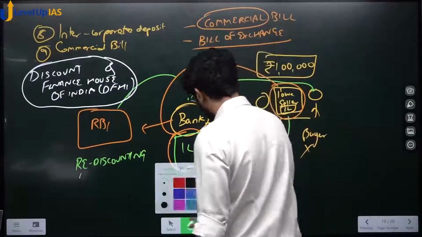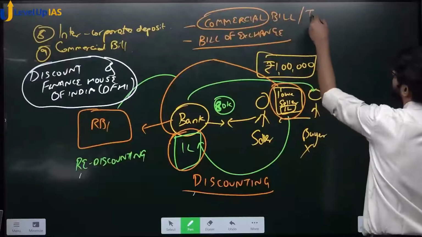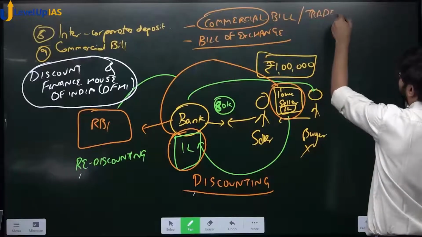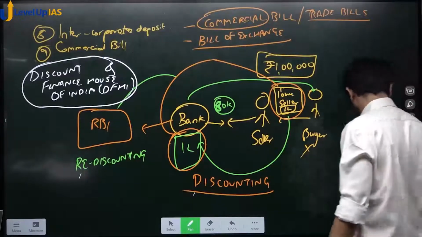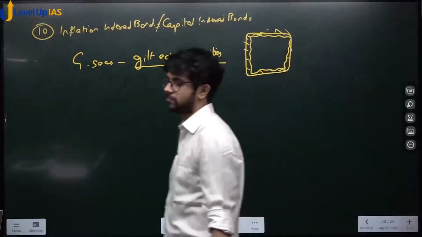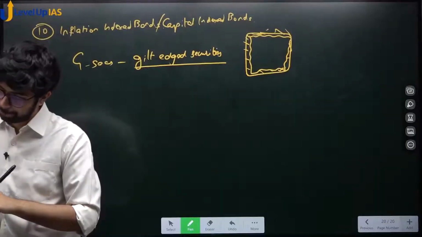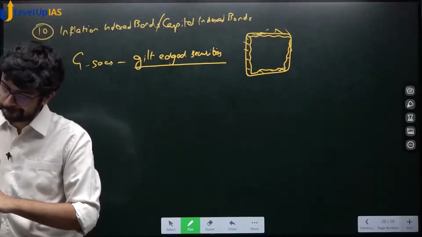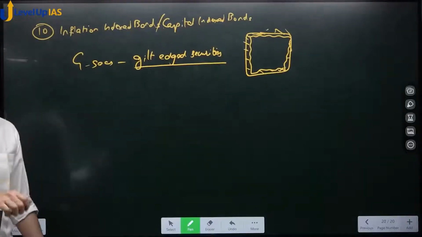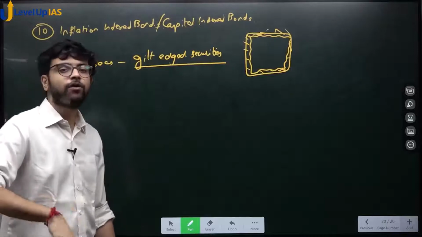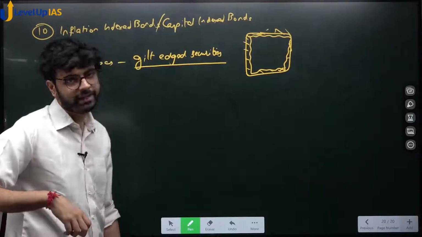These are also called as trade bills. और 100 नाम है यार इसके. समझा? Very easy, simple. ठीक है, Discount Finance House of India. Do you get Discount Finance House of India? Can you recollect? Yes, DFHI.